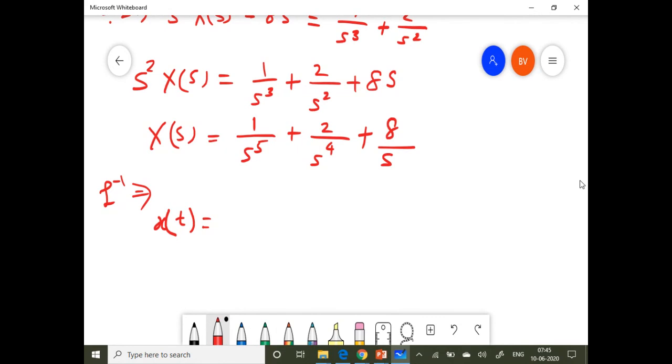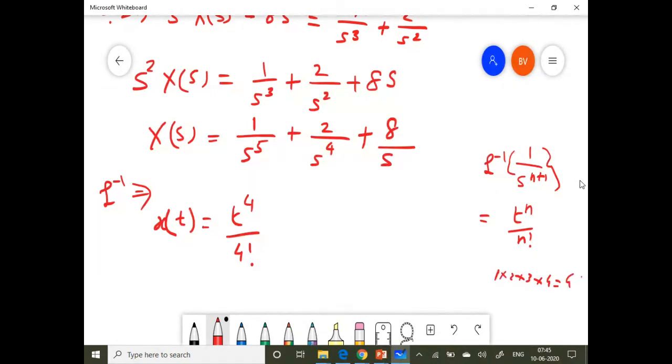which is Laplace inverse of 1 over s to the power n plus 1 will be t to the power n over n factorial. So n plus 1 is 5, so n is 4. T raised to 4 divided by 4 factorial. You can find the value of 4 factorial. 1 into 2 into 3 into 4, which is 4 factorial. 6 into 4, it is 24.